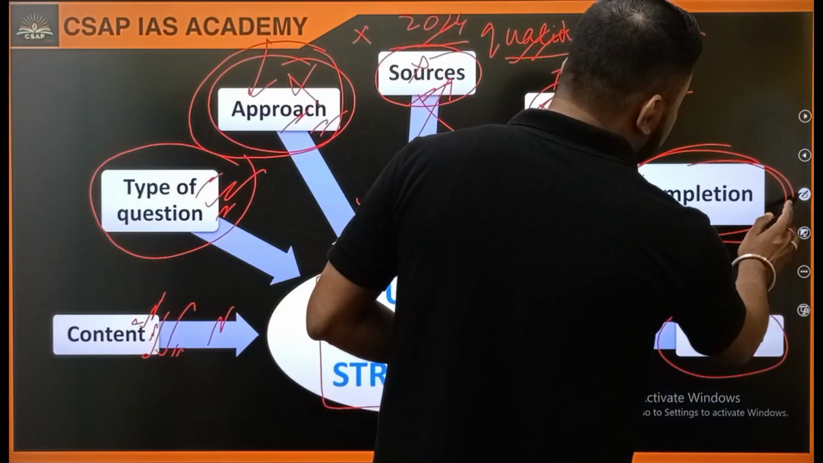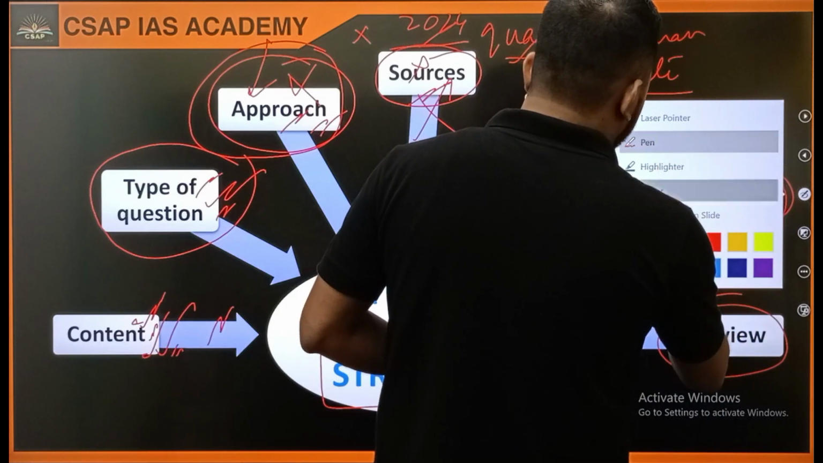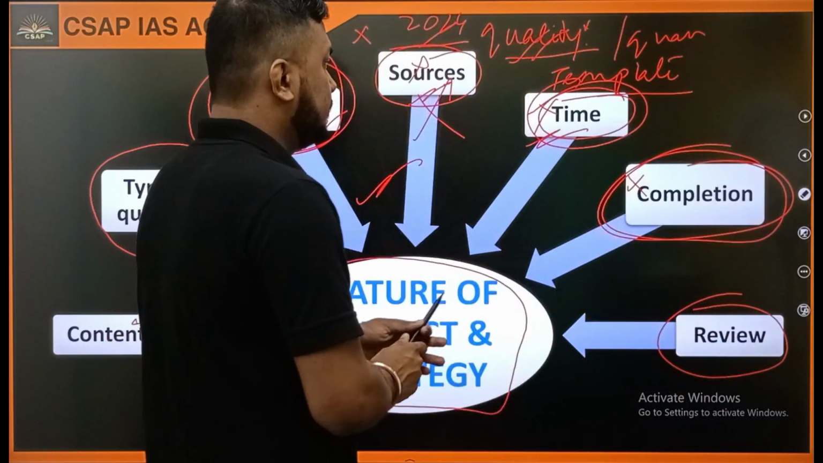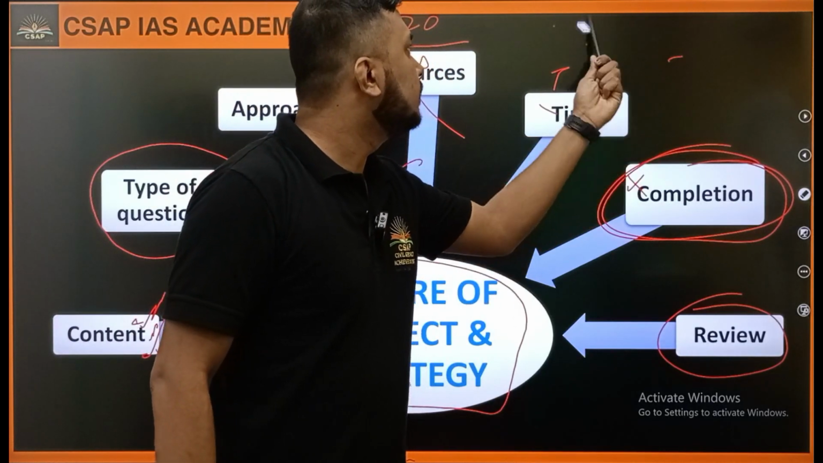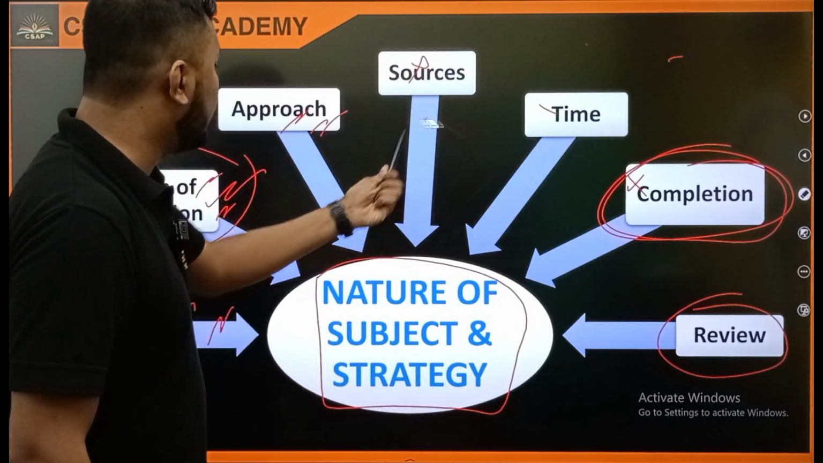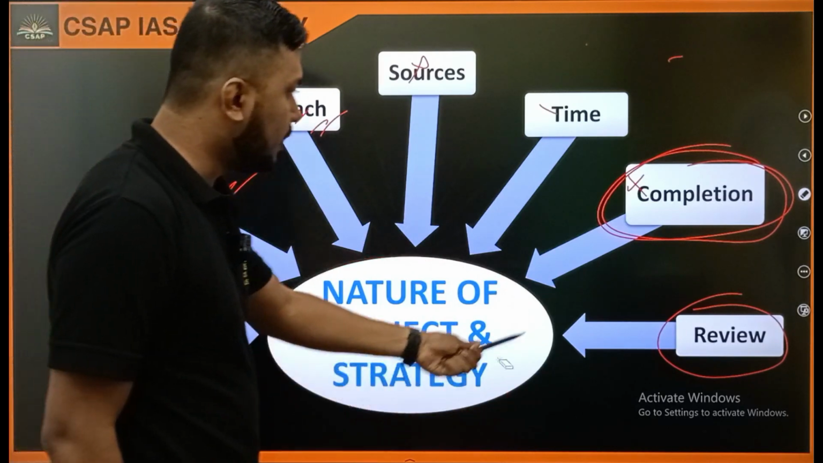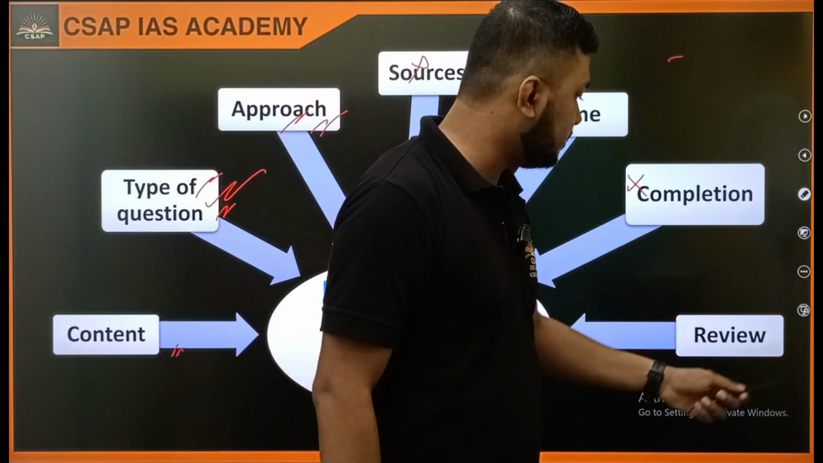Okay, all clear? All clear? Any problem with this? ठीक है, चलो. If you have any problems, you can even write to us. Okay, in relation to this particular subject. Okay.